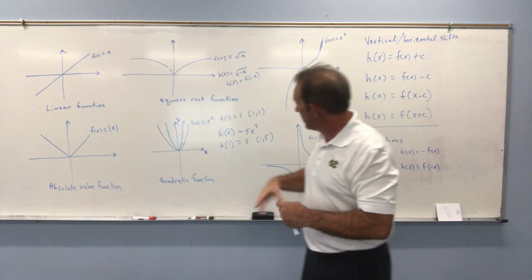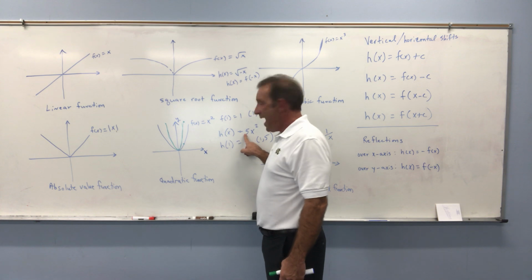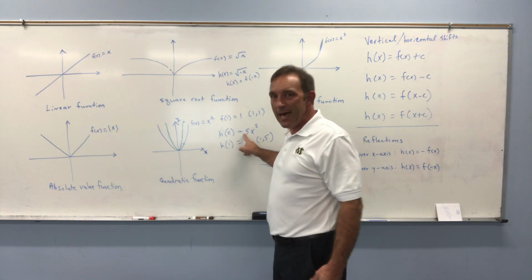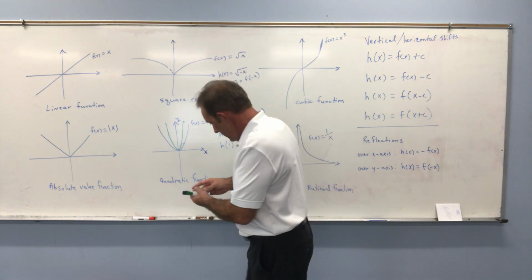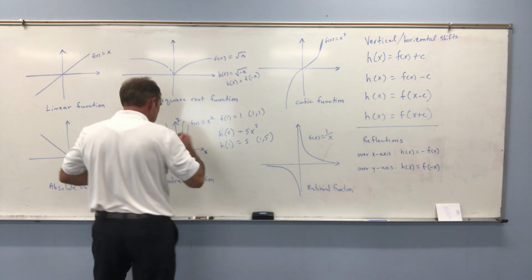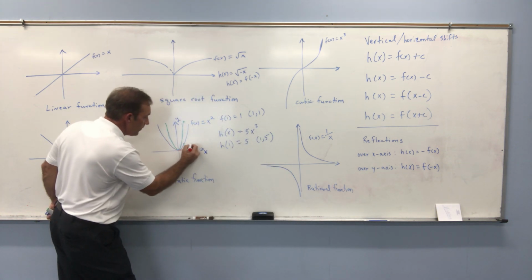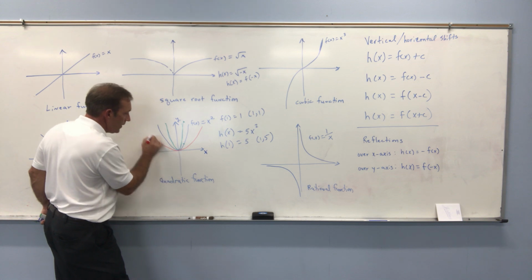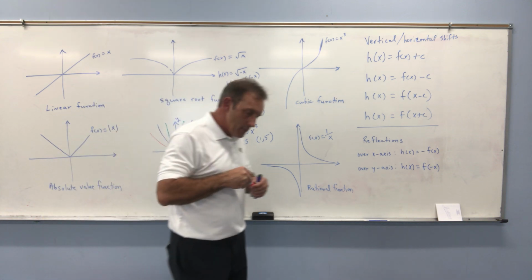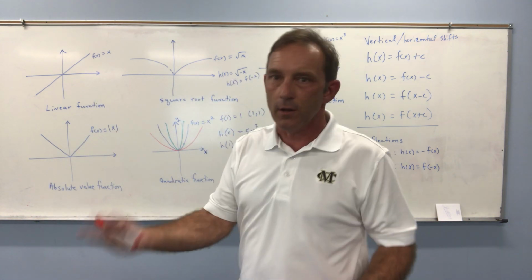And by the same token, if this was a 1/2 here, or a 1/3, or something like that, it would actually go, you know, it would get a lot fatter like this. So again, that would be a non-rigid transformation because it is changing the shape, although it is still a parabola.